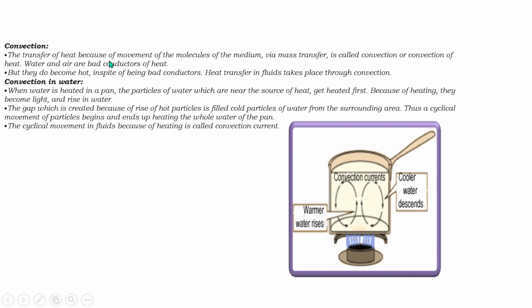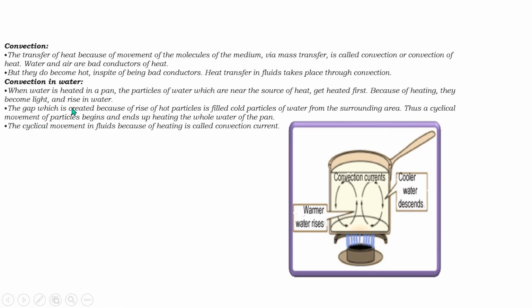Convection. The transfer of heat because of movement of the molecules of the medium via mass transfer is called convection of heat. Water and air are bad conductors of heat, but they do become hot. In spite of being bad conductors, heat transfer in fluids takes place through convection. This transfer in fluids is called convection.